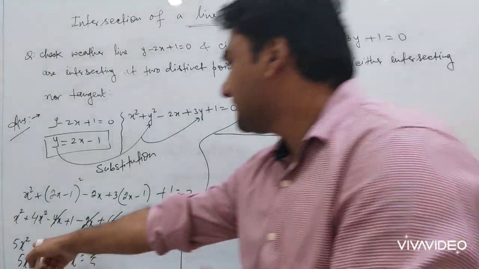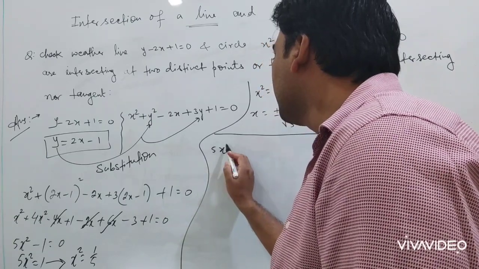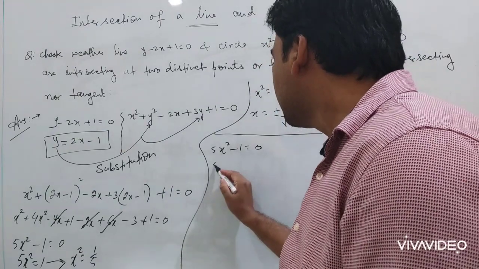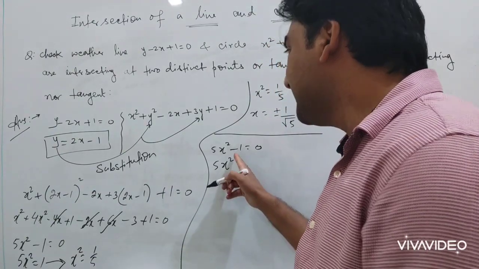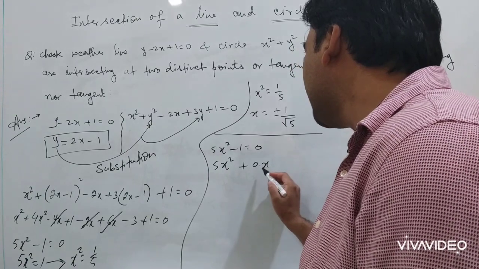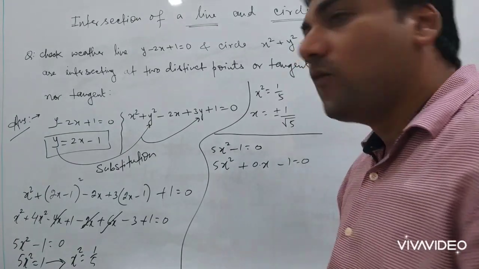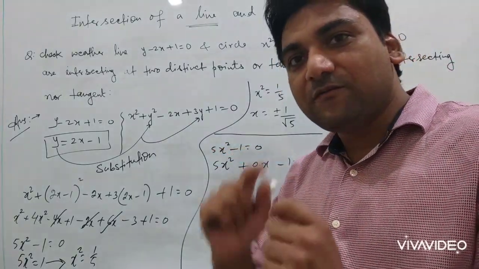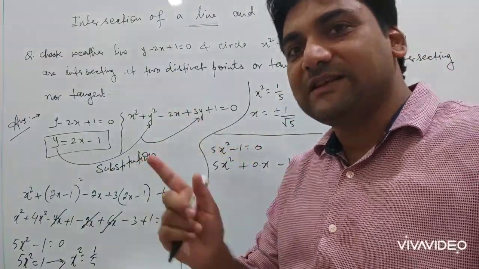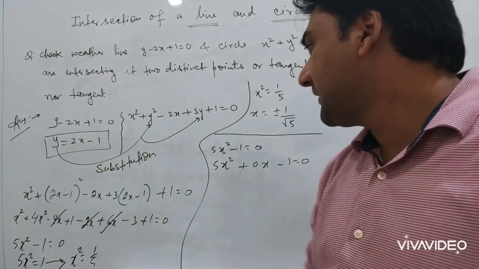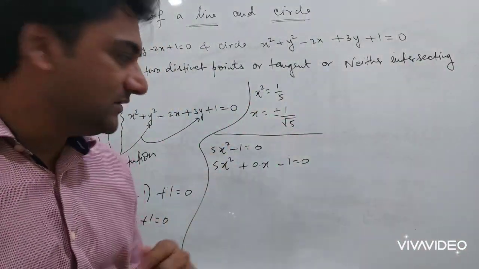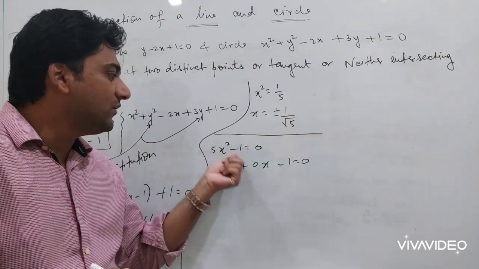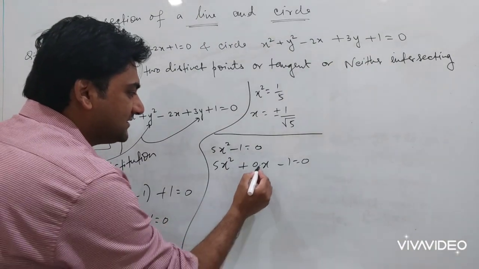Okay, that's 5x square minus 1 equal to 0. This is my quadratic, right? Okay, so this is 5x square. There is no x. I can write 0 times x and then minus 1 equal to 0. Why? Because I am going to convert my quadratic in terms of ax square plus bx plus c, the standard form of quadratic equation. That's why. So 5x square minus 1 equals 0. There is no x, I have written 0 times x.